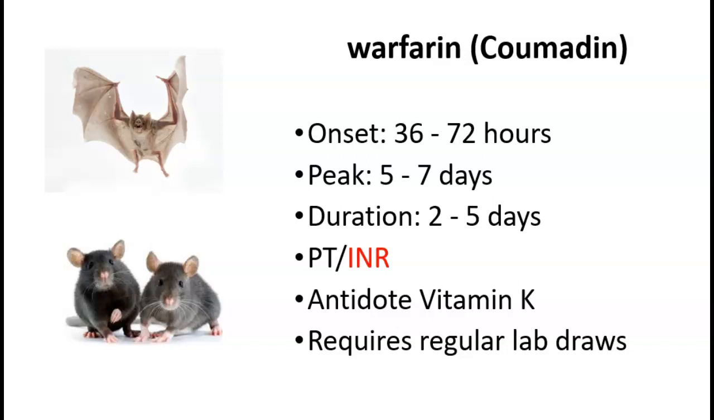For this, we do monitor the PT-INR. So the INR is what we base our dosing off of. Generally, we want that INR between 2 and 3 for most folks, and those with mechanical heart valves, we keep them a little thinner, like 2.5 to 3.5. Antidote is vitamin K.